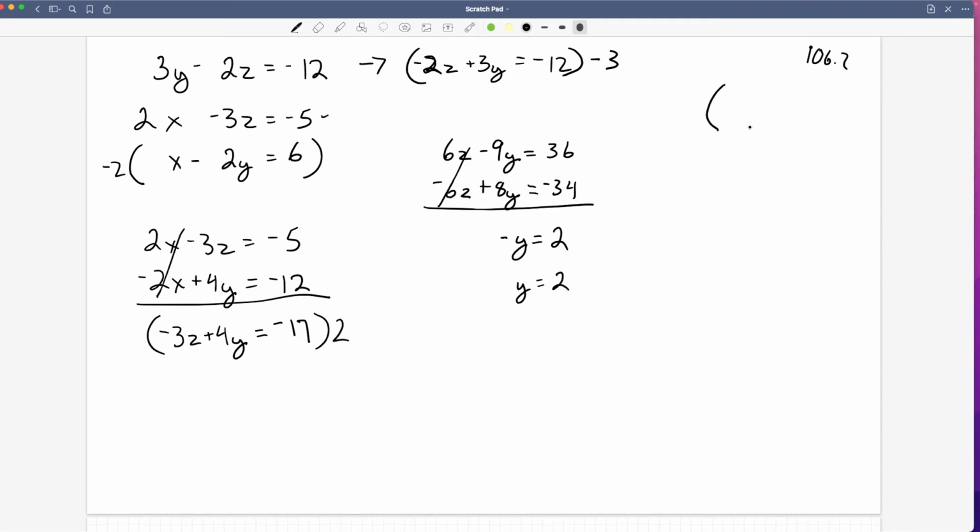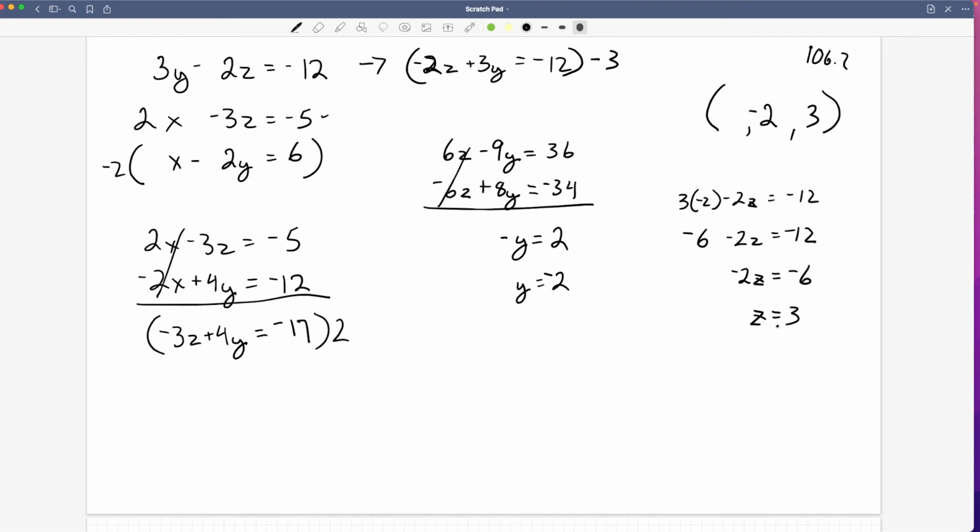All right, so there's my first solution. Y is equal to a negative 2. So I'm going to substitute this y in for this equation so I can solve for z. So 3 times negative 2 minus 2z equals negative 12. That's going to be negative 6 minus 2z equals negative 12. Add 6 to both sides. Negative 2z is equal to a negative 6. Divide both sides by negative 2. Z is equal to 3. So here's my answer. There's z is 3.